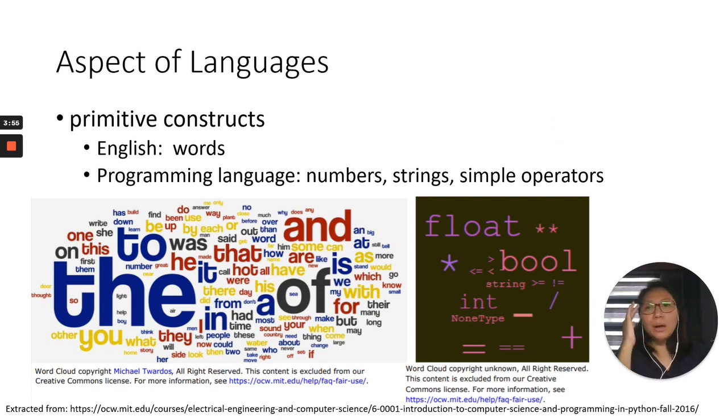Let's now go to languages. Let's focus on the aspects of languages, and let's look at it in parallel with the English language. The English language has primitive constructs, such as words. English has words, while programming languages have float, boolean, int, plus, minus, multiplication, and so on. These are the primitive constructs.